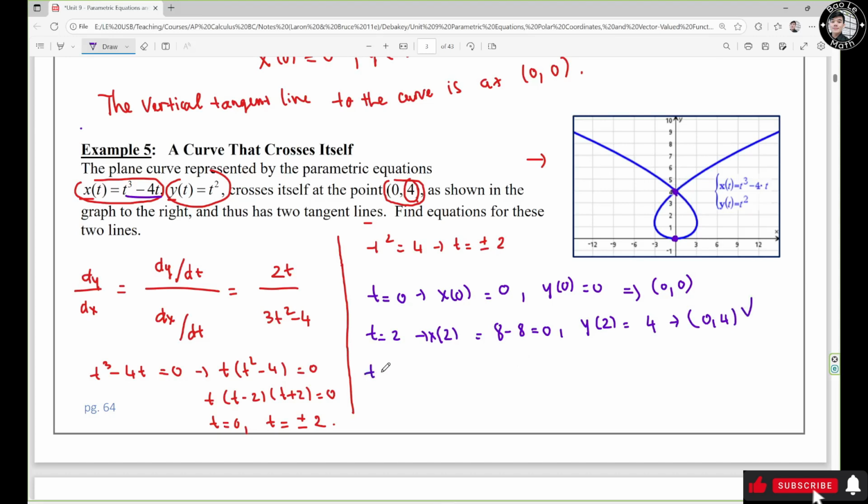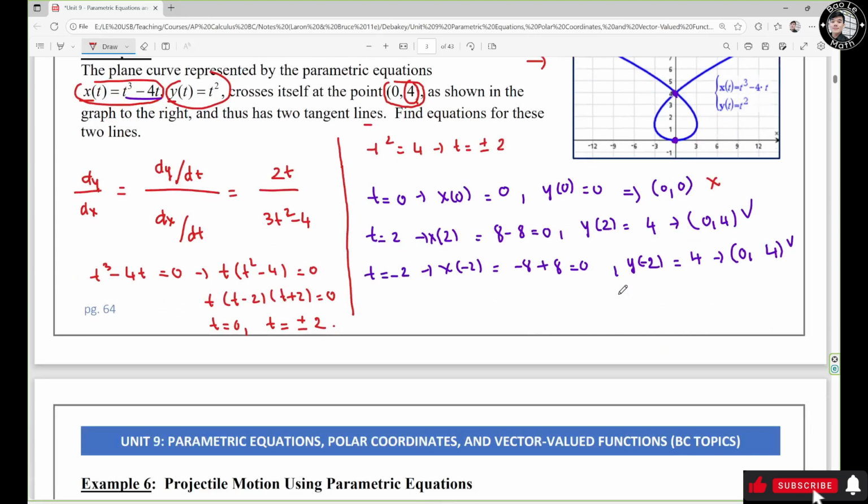Now t equals -2. You have s of -2 equals -8 plus 8, right? Equals 0. And y of -2 is still 4, right? So the ordered pair right here is still (0, 4), right? So you're going to drop this one out. You don't need this one, because this one is not the intersection, right? You have two values, t equals 2 and t equals -2 right here.